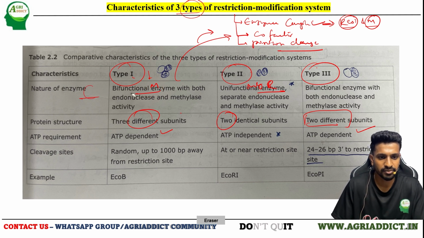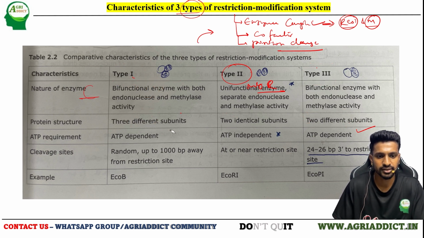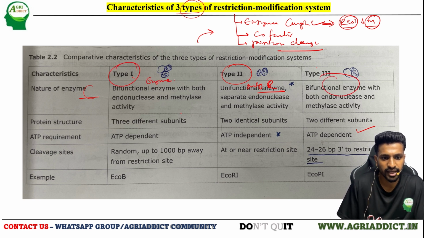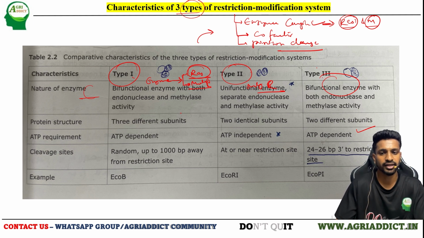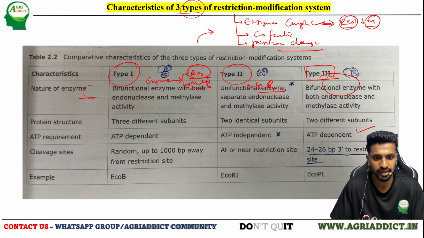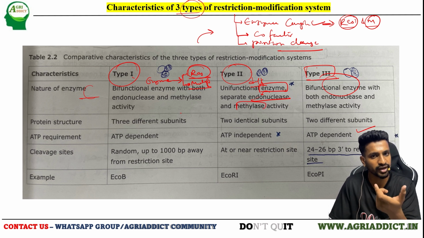See, the single enzyme in the type 1 and type 3, the single enzyme can act as both restriction digestion and modification of the genome. So it can act both as a restriction digestion and also modifying the DNA, both type 1 and type 3. But in the type 2, there are different enzymes. That means a single enzyme can only perform a single function. A single enzyme either can perform the endonuclease function, or the methylase activity. That means there are two different enzymes for the two different activities, in simple words.